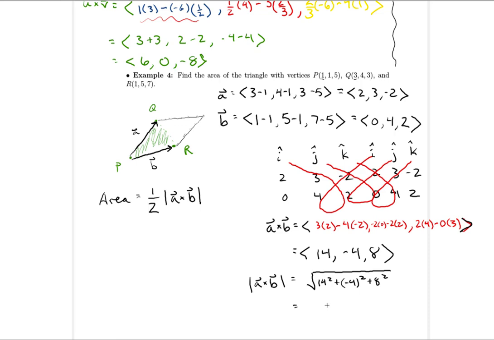And that's going to give me, well, actually, I don't know exactly what that gives me under the square root. Didn't bother to write it out. 14 squared plus 16 plus 64. So under that square root, we get the square root of 276. So then over here, I'm going to say this is 1/2 times the square root of 276, which is approximately 8.31. So 8.31 square units is going to be the area of that green triangle.